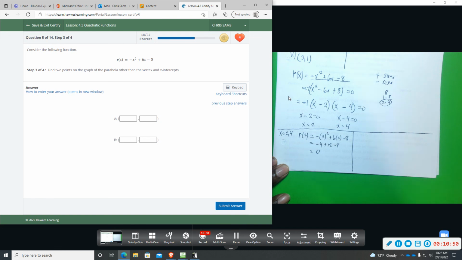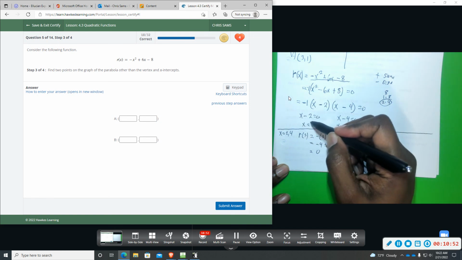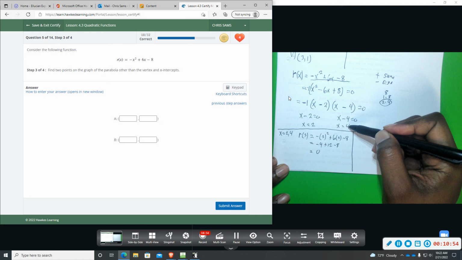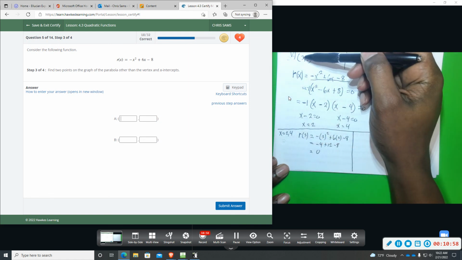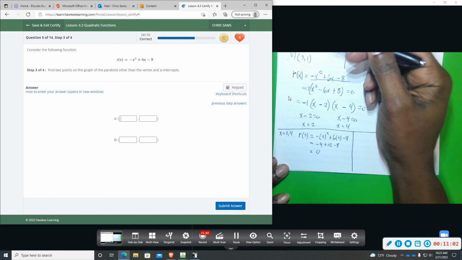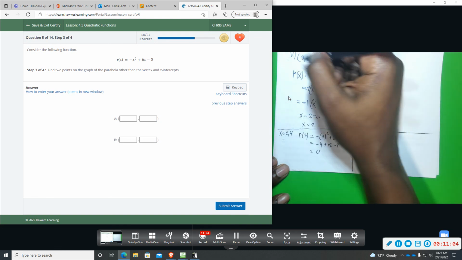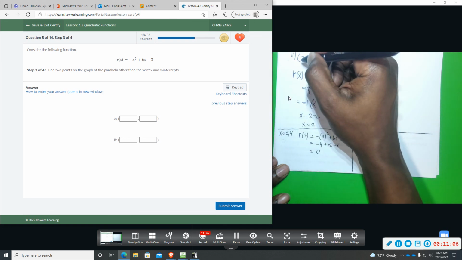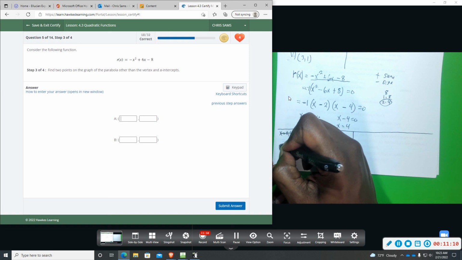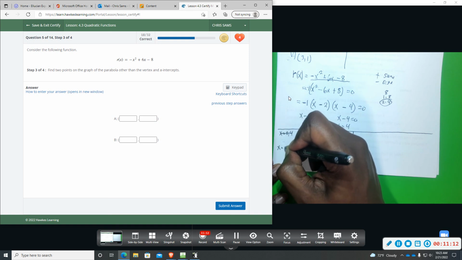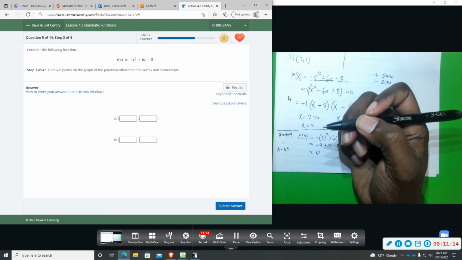I guess I wasn't thinking. 2 was one of the x-intercepts, so 2 and 4 are not going to help us. I need to use a different number. So let's go 2 to the left. So let's use 1. Since I went 2 to the left, I'm going to go 2 to the right. So 1 and 5. I was not paying attention to that, sorry. We're going to use 1 and 5.